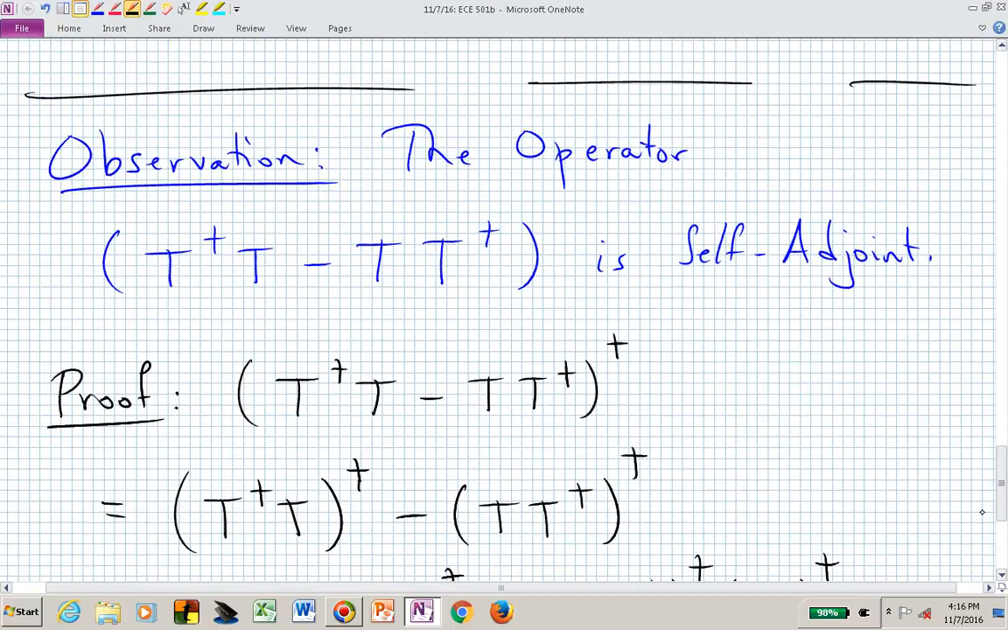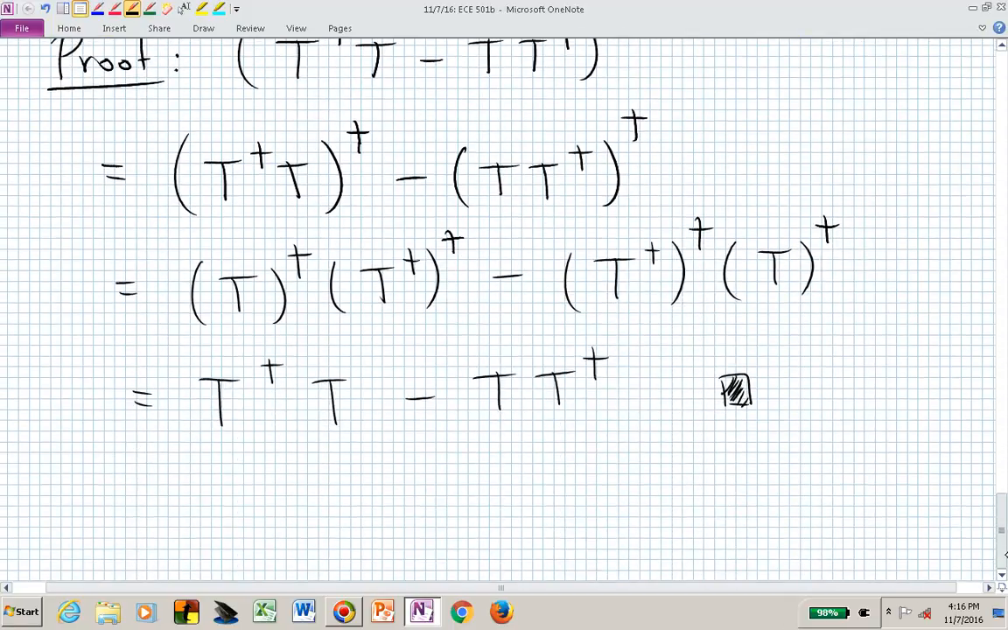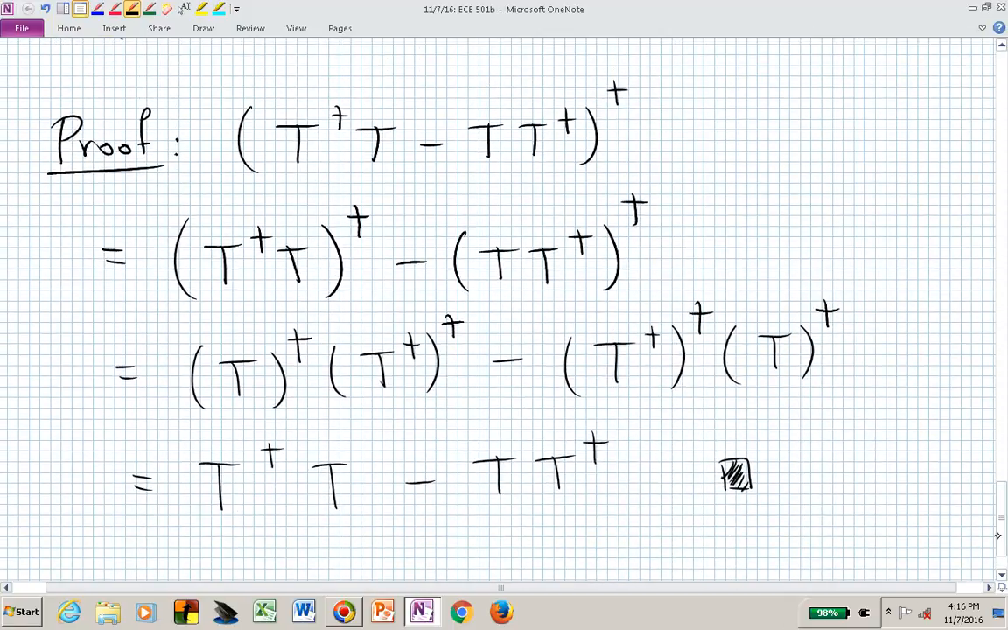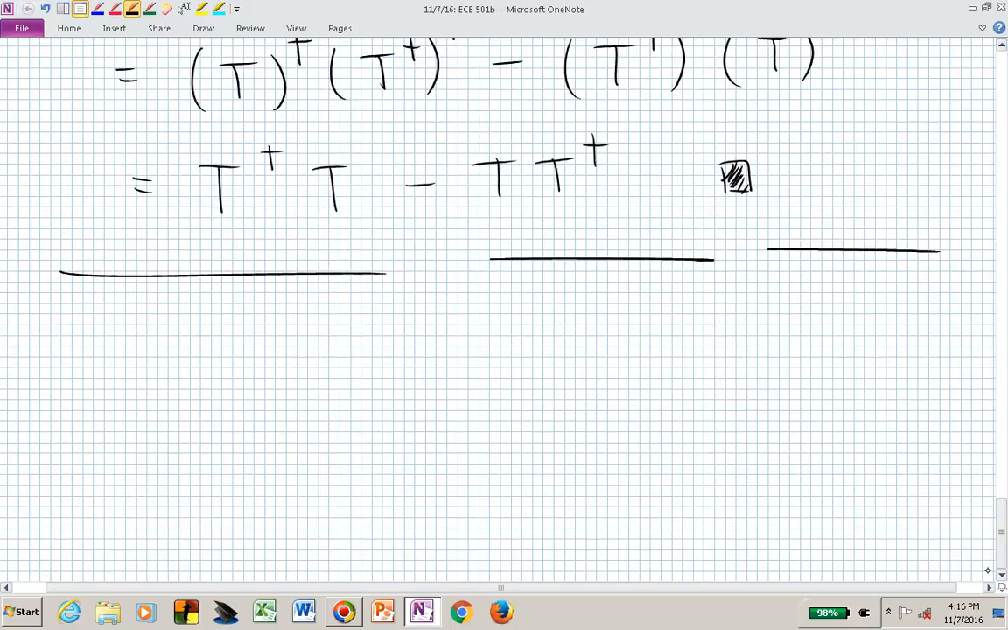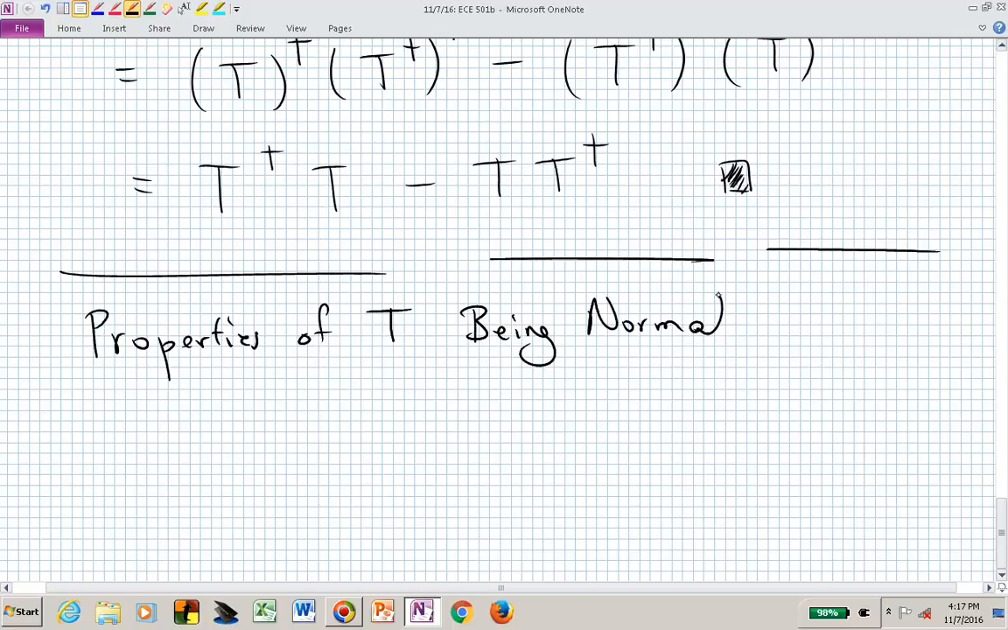Or I should say self-adjoint. Okay? It's more than normal, it's self-adjoint. And that's what we just showed, that the operator is equal to its adjoint. Now that we have those available to us, let's look at some properties of T being normal.